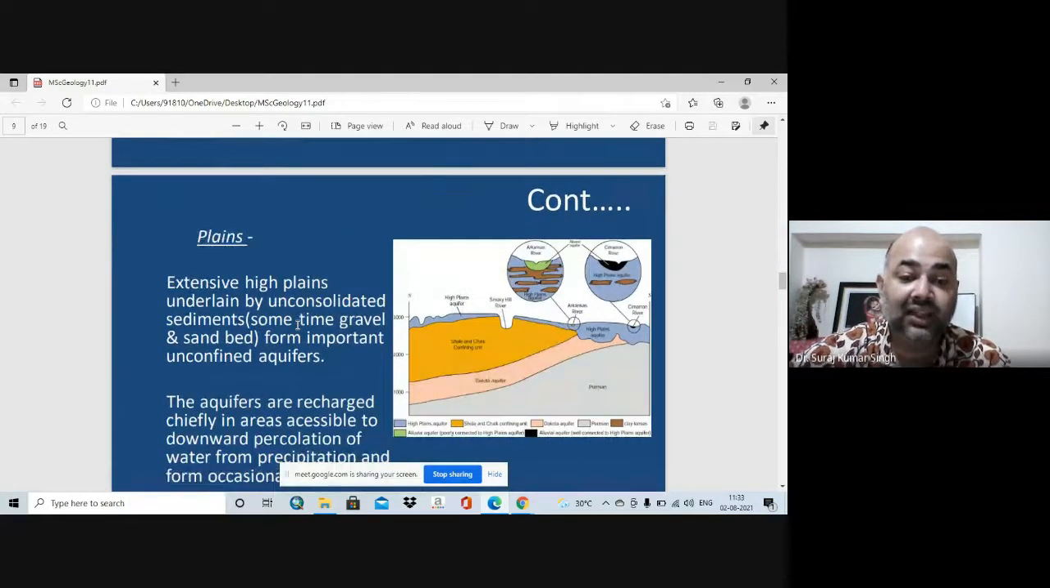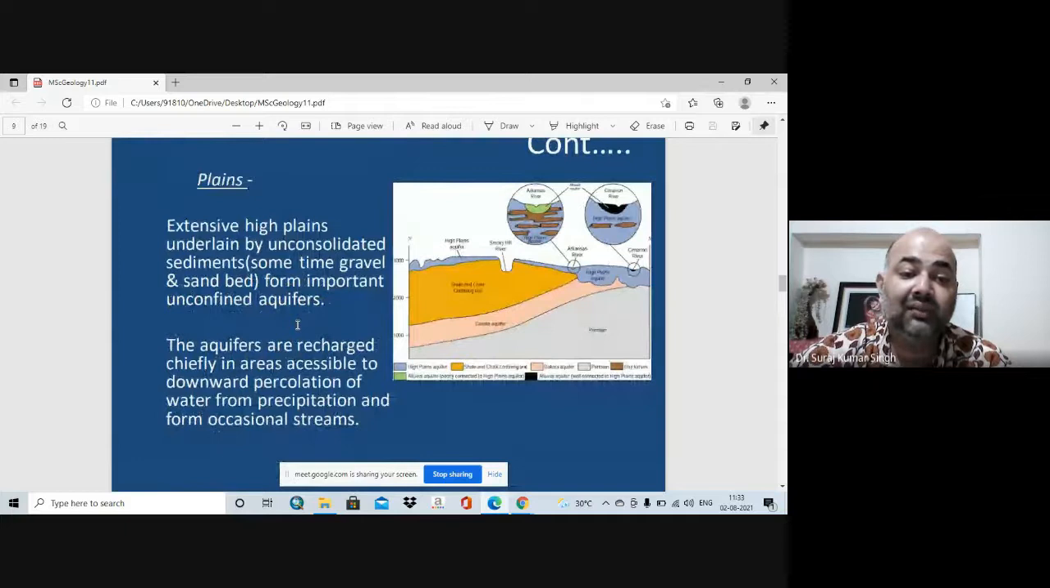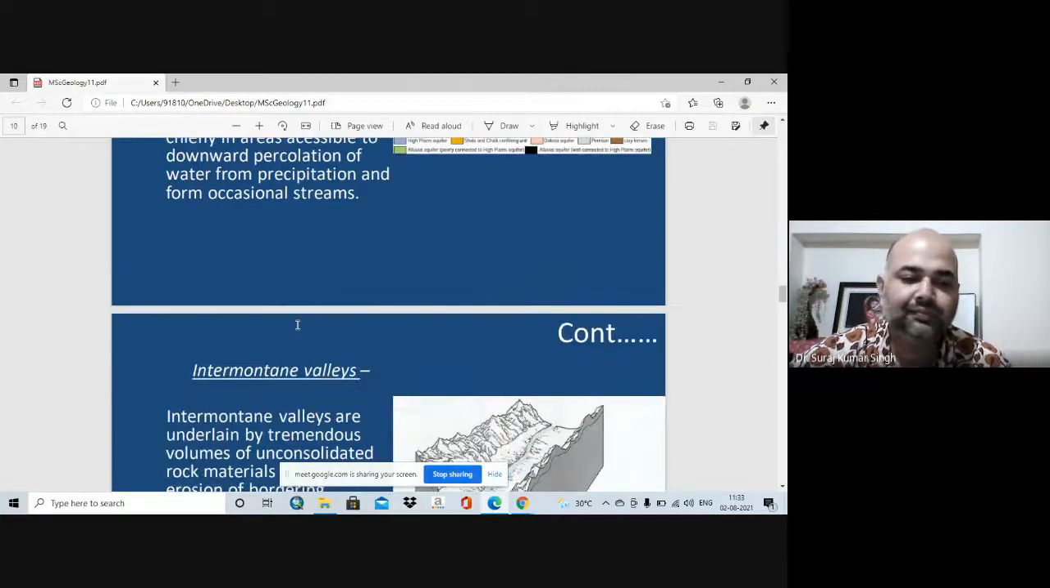Then you have plains. In the plains, you will have extensive high plains underlain by unconsolidated sediments, consisting sometimes of gravel and sand beds, that form important unconfined aquifers. These aquifers are recharged chiefly in the areas accessible to the downward percolation of water from precipitation and form occasional streams.